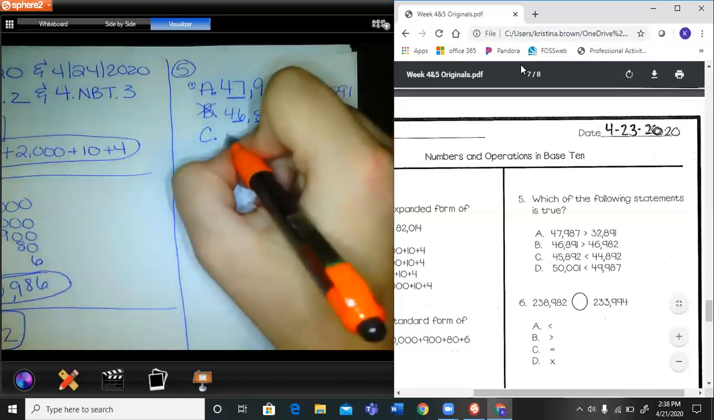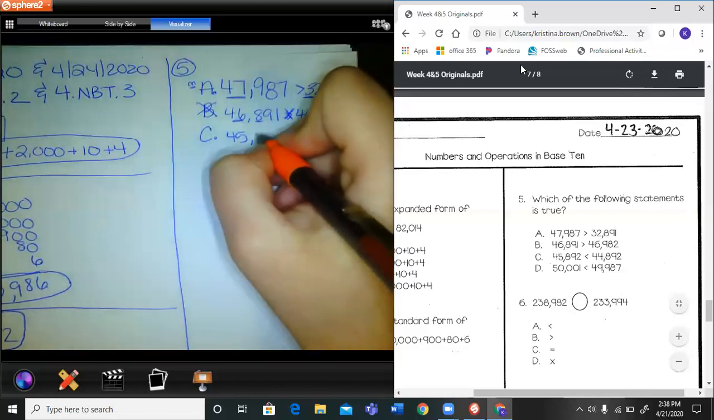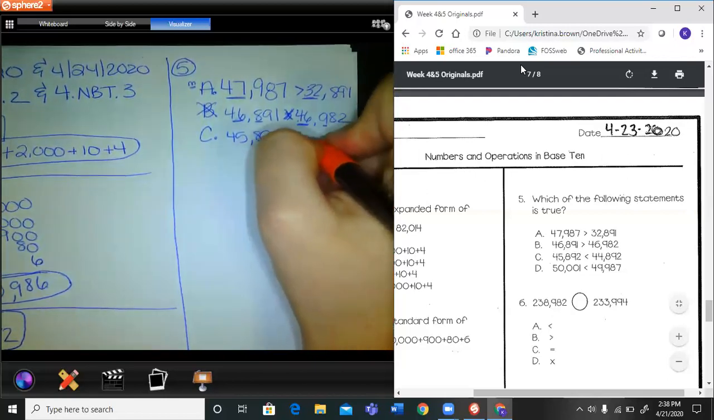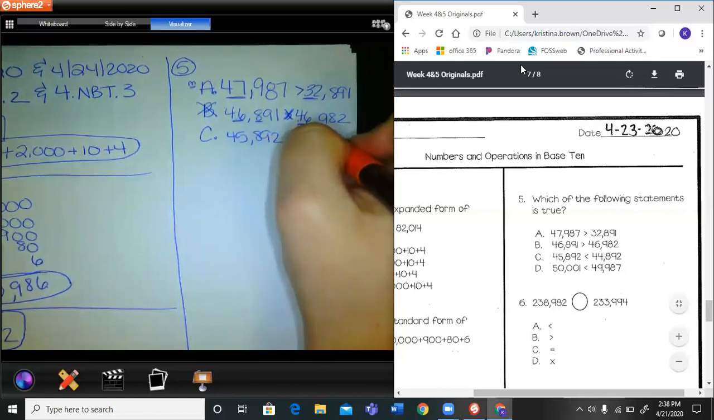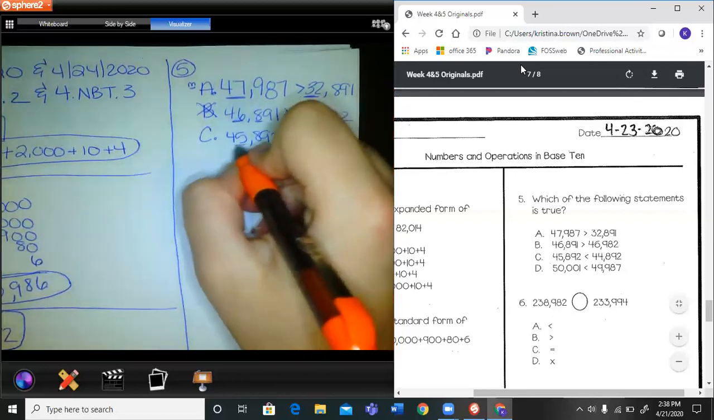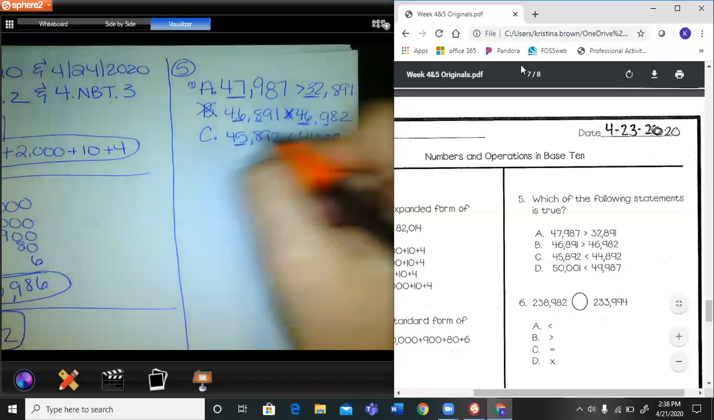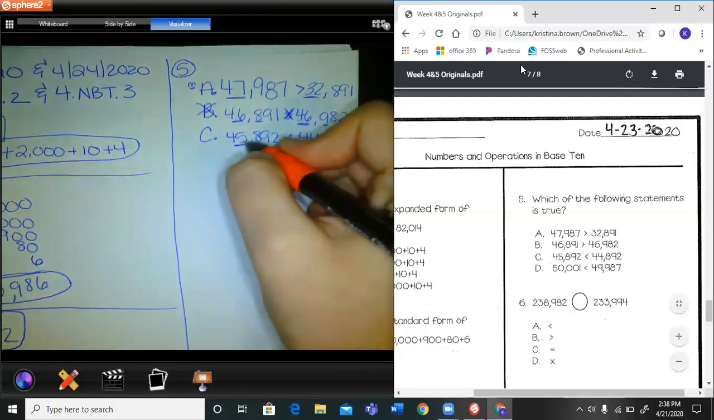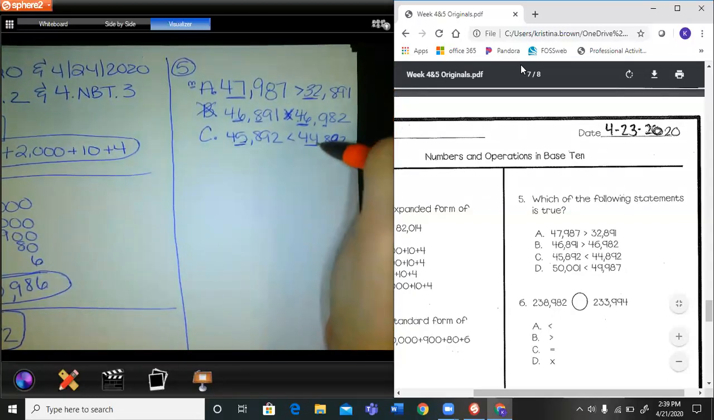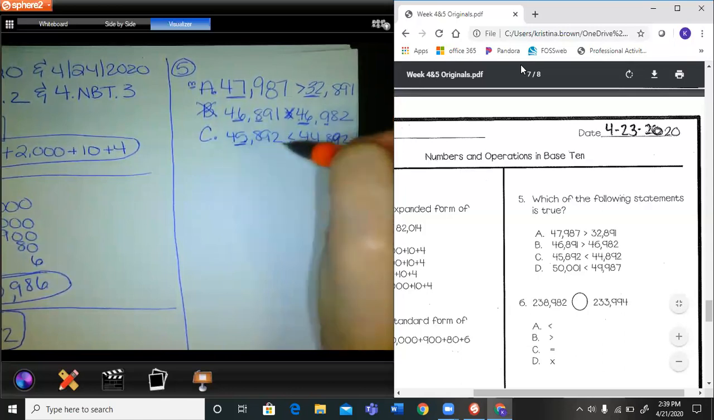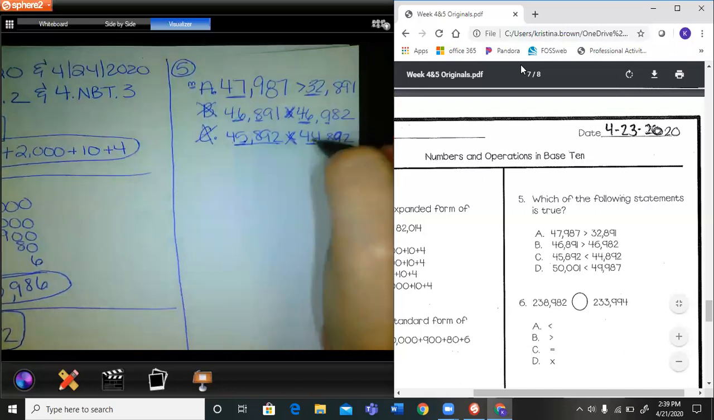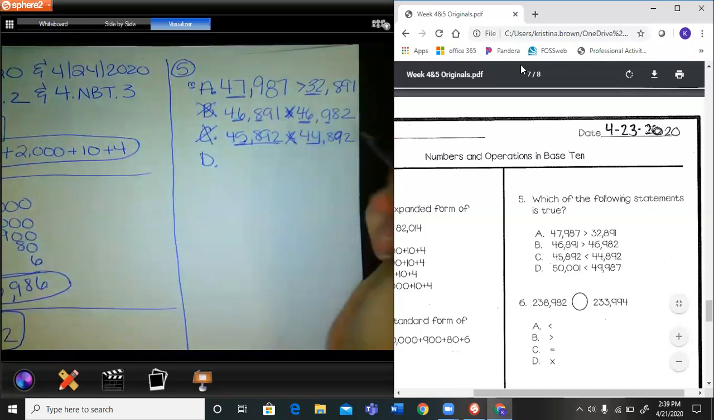For C, 45,892 is less than 44,892. So here we have a 4 in my 10,000s, a 4 in my 10,000s. So we're going to look at my thousands place. We have a 5 and we have a 4. So this is going to be larger. So this number as a whole is larger. So this is incorrect. Let's check D just to make sure.